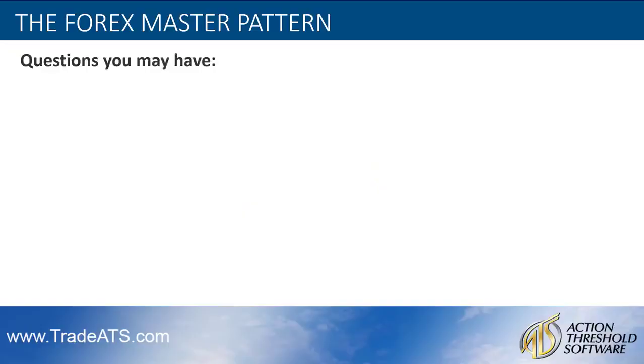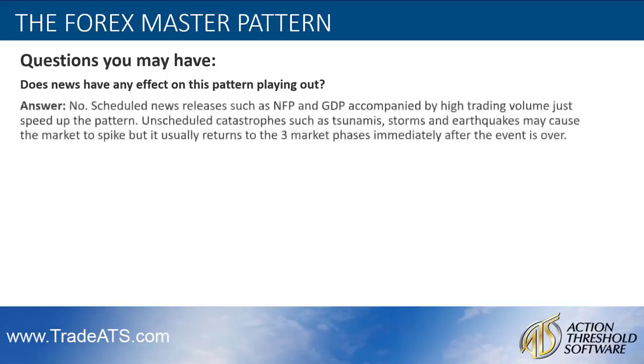So at this point, I want to cover some quick questions that you may have, especially if you have experience trading. First question that a lot of people ask at this point is, does news have any effect on this pattern playing out, like GDP, non-farm payroll, things like that? Does that interrupt this? And the answer is no. Scheduled news releases such as NFP and GDP, accompanied by high trading volume, just speed up the pattern. They just speed up the three market phases playing out. It's like pouring gasoline on a fire. They're just adding volume to what's already going to happen anyway.